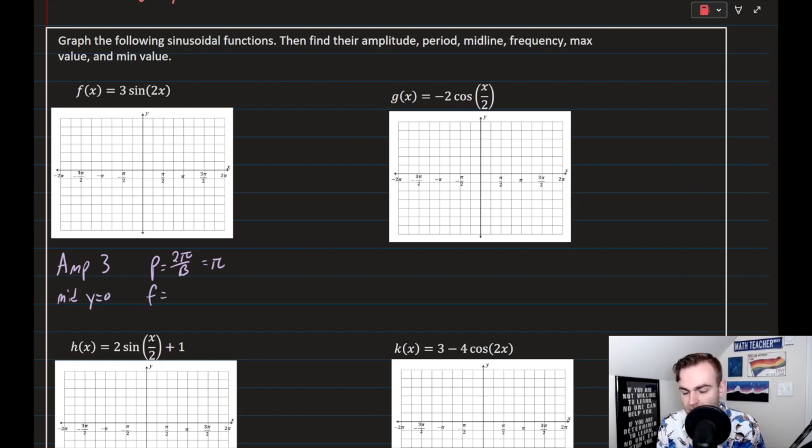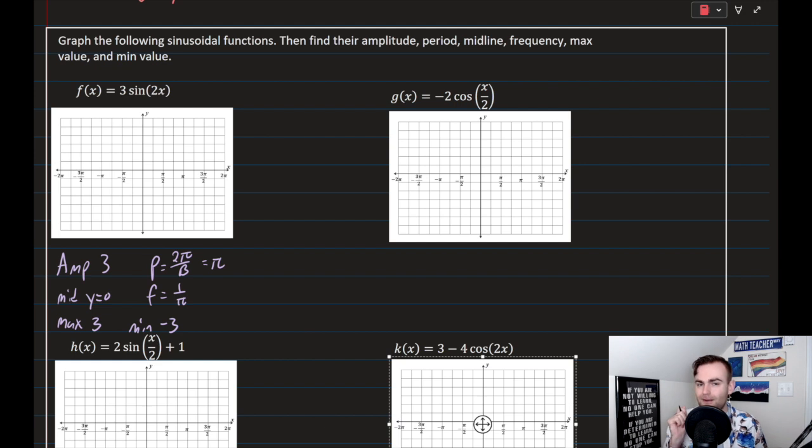Our frequency is the reciprocal of our period, so it would be 1 over pi. No use in doing that math over again. Our max value would be 3. Our min value would be -3. And I do believe that is all we really need to describe. So this is great. We have all of this information. How do we apply that to the graph?